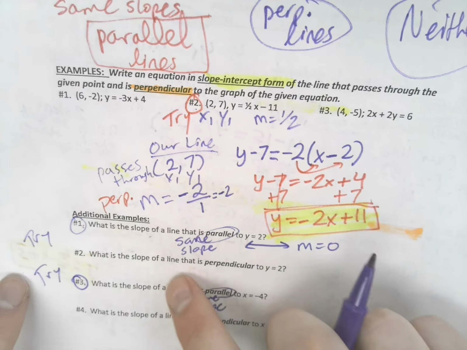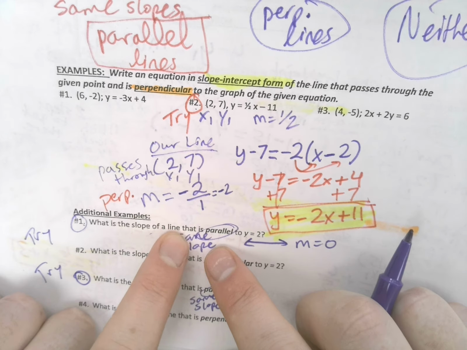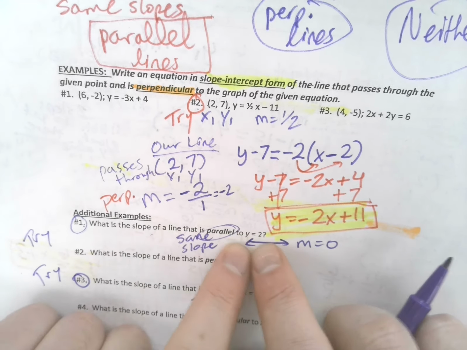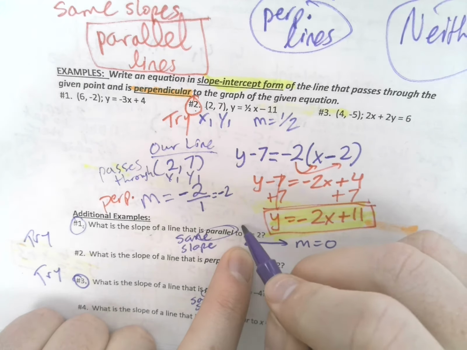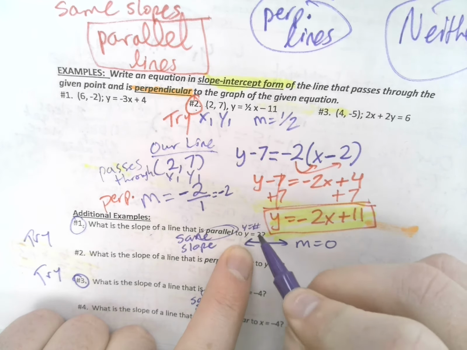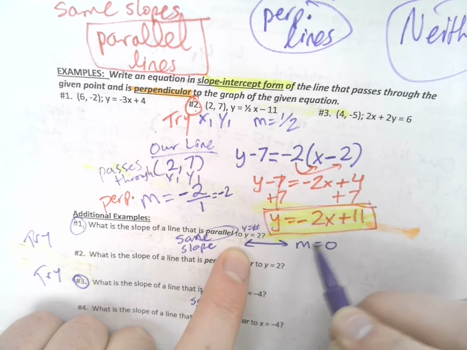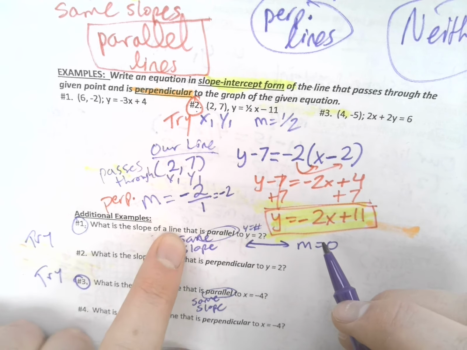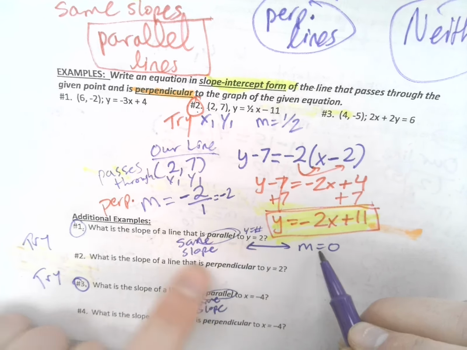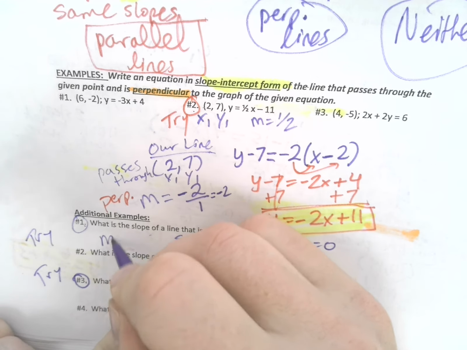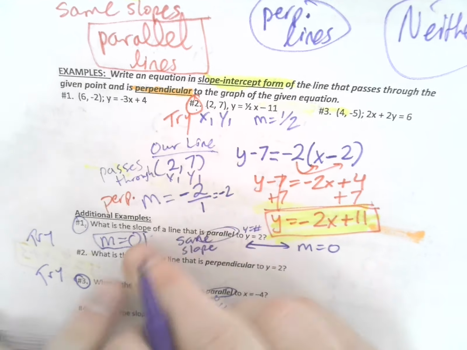Now, as far as number 1, what is the slope of a line that is parallel to this line? Well, y equals a number. Anytime you see that, that's going to be a horizontal line. We know horizontal lines have a slope of 0. So what is the slope of a line parallel to a horizontal line? It'd be the same slope. So 0.